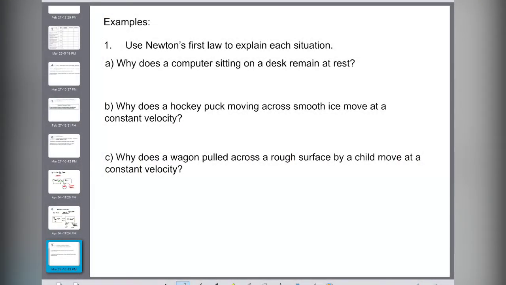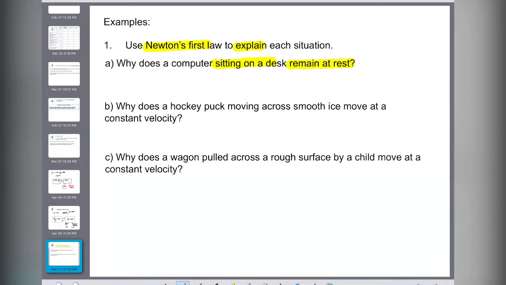You can find this in a Google Classroom post, which is also the same as the package that we have been giving you. This is lesson 3. We're just going through the examples together. The question asks you to use Newton's first law to explain each situation. So why does a computer sitting on a desk remain at rest?